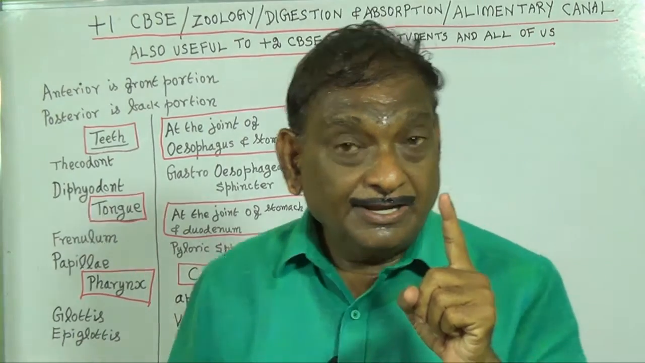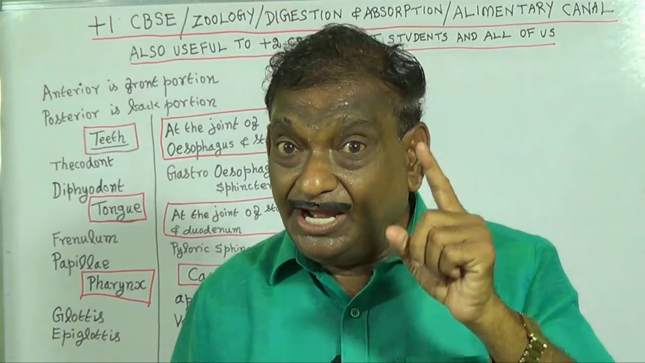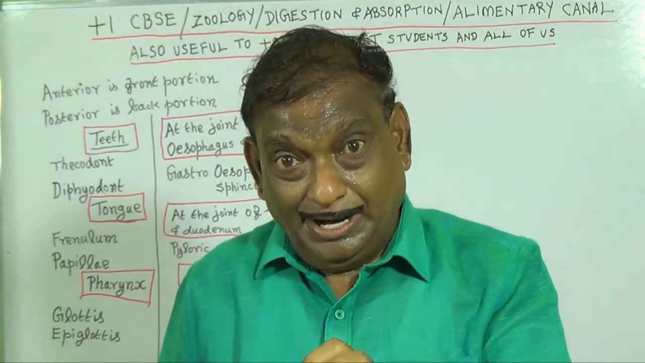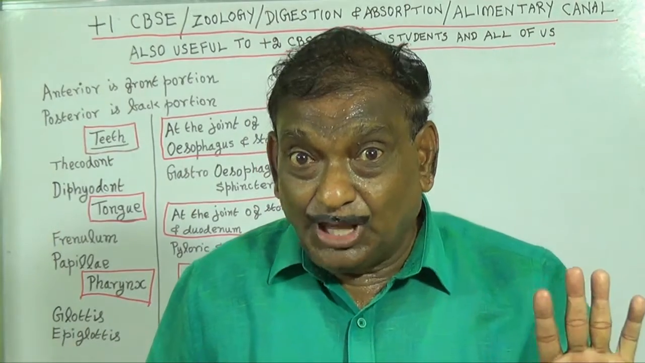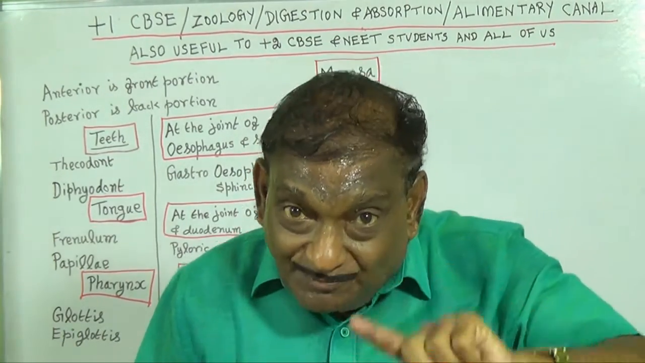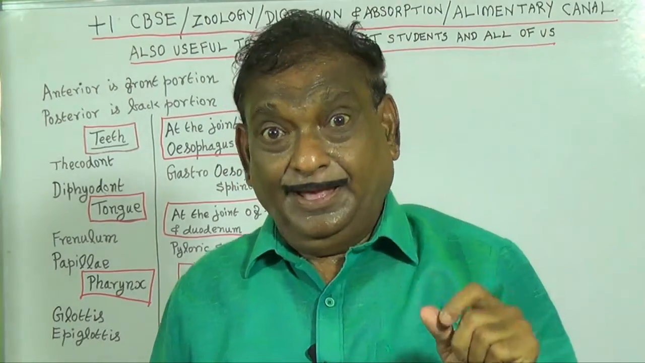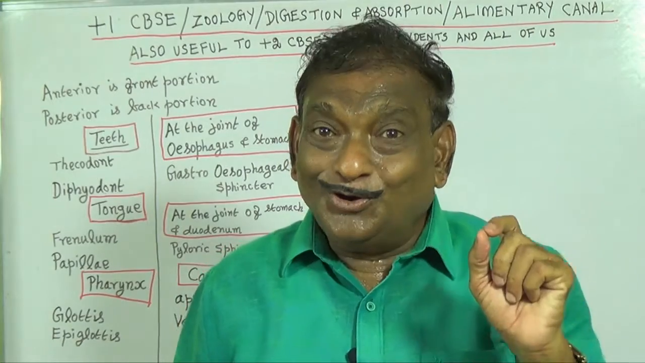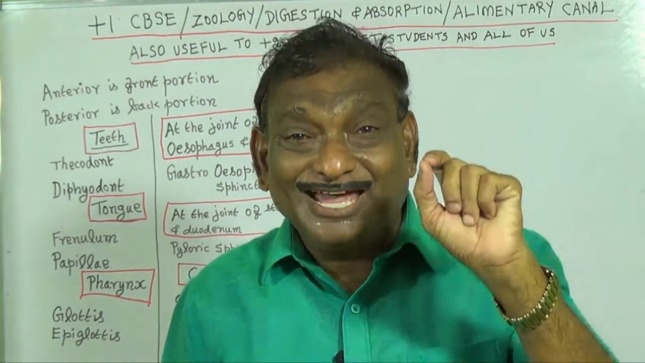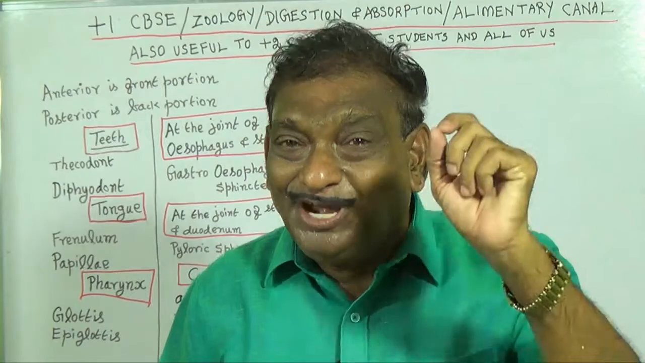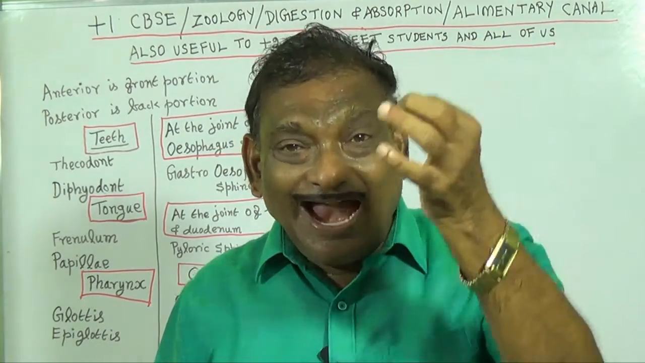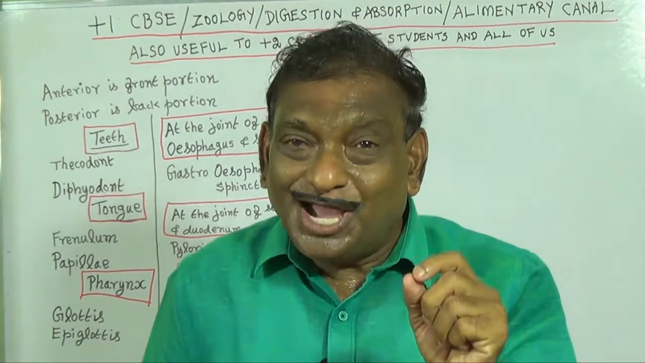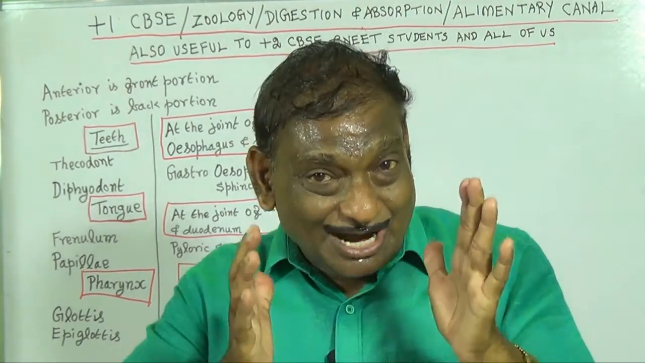We know that the food can enter from the esophagus to the stomach, but at the same time the food cannot enter from the stomach to the esophagus. That is, there will not be any backflow of food. So there is a sphincter placed between the esophagus and the stomach. That is at the opening of the esophagus into the stomach.